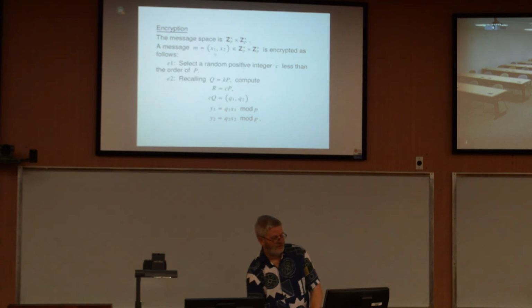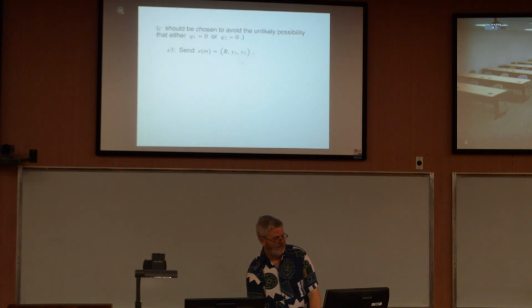So the message space would be the non-zero elements of Z mod p. That's what the stars mean, it's the non-zero elements. So a message, M equals x1, x2, is encrypted as follows. So M is the secret message. Select a random positive integer C less than the order of P. Recalling Q equals KP, compute R equals CP. Then C times Q would give you a new point, Q1, Q2. Then you multiply Q1 times x1 and Q2 times x2, and then you reduce those mod p. We'll call those Y1 and Y2. And C can be chosen to avoid the unlikely possibility that either Q1 or Q2 is 0.